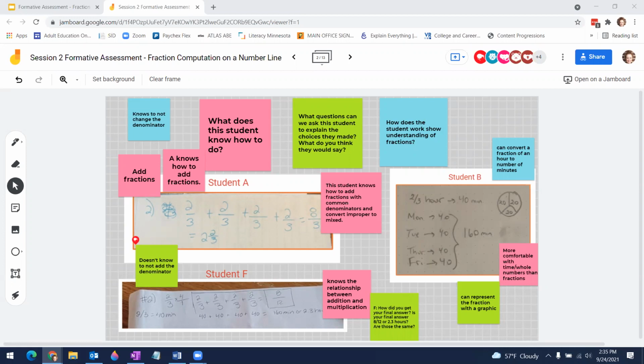I'd love to hear what you're thinking on these three questions. Is there anything you want to, as a teacher, as you're looking at this work, what is jumping out? Does anybody want to take a risk and unmute?